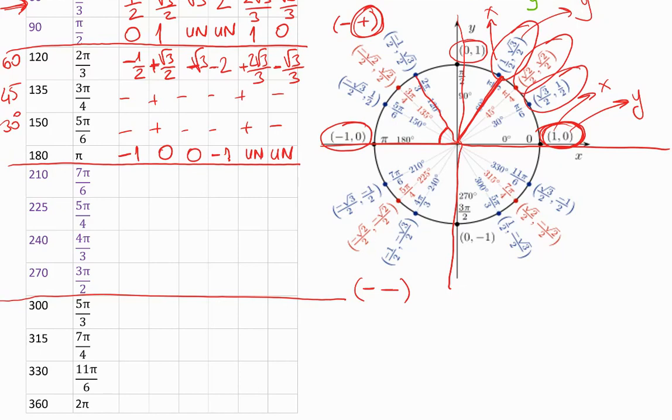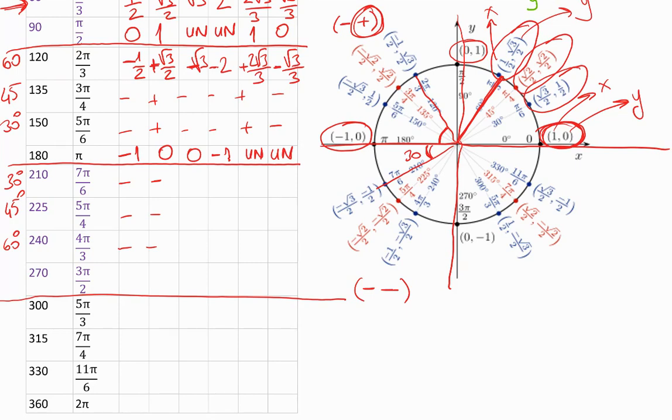And for 210, I'm here. So what is this? The reference angle is 30 degrees, right? So I will use the 30 degree values, but for the sine and cosine, negatives. Yes. And this is 45 degrees, same values. This is for 60 degrees, same values.